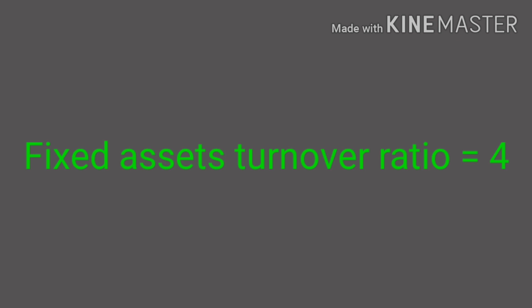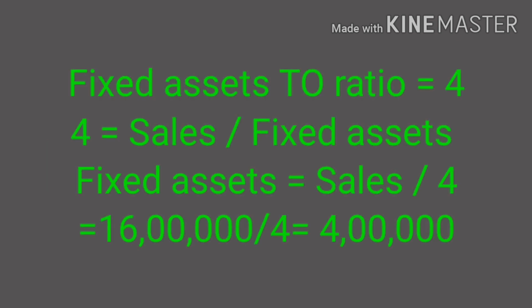Now we need to find out the fixed asset. Fixed asset turnover ratio is given as 4. So 4 is equal to sales divided by fixed assets. Fixed asset is equal to sales by 4, that is 16 lakh divided by 4, and the fixed asset works out to be 4 lakhs.